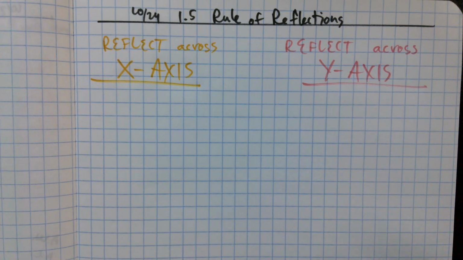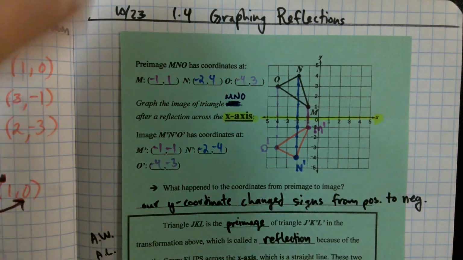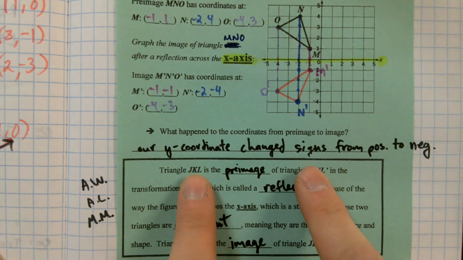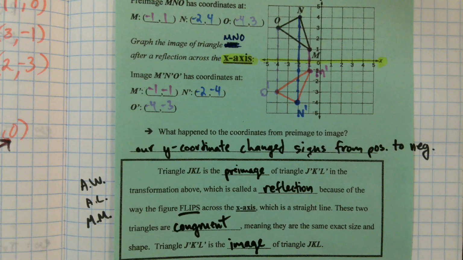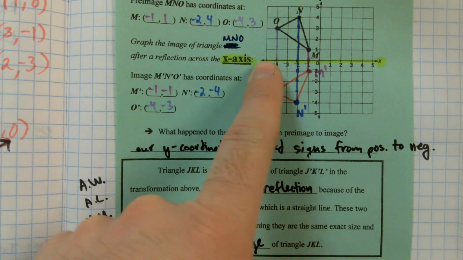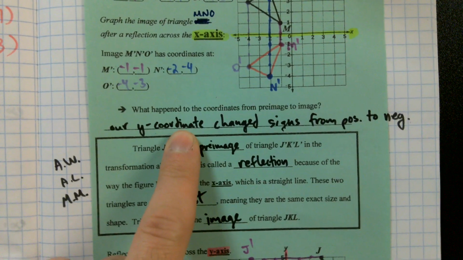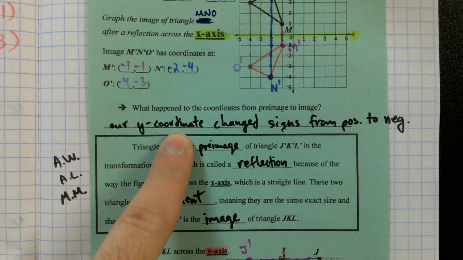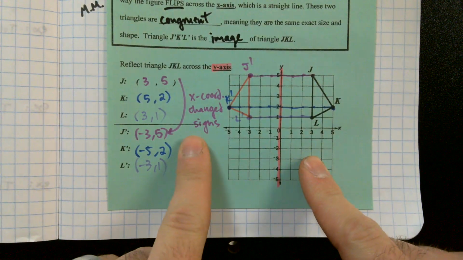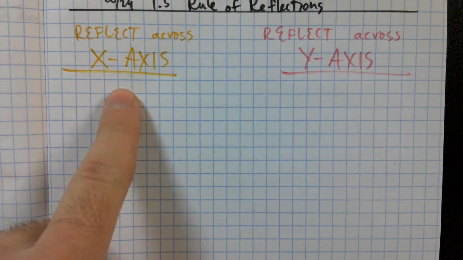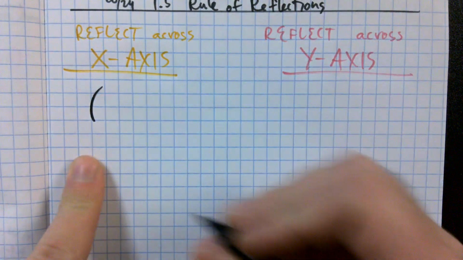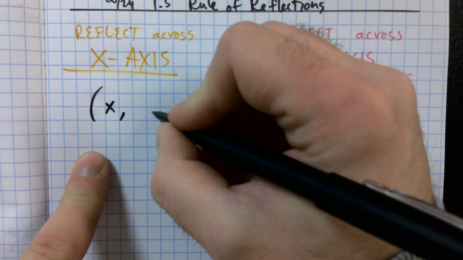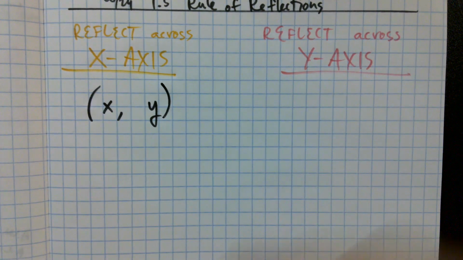So, if we take a look back to yesterday, right? We wrote down what we noticed happening to our coordinates from pre-image to image. When we reflected over the x-axis, what changed? It says right here, what changed when we reflected over the x-axis? The y-coordinate. What changed when we reflected over the y-axis? The x-coordinate. So the rule here is going to be very simple. If I reflect over the x-axis, my rule is just (x, -y).